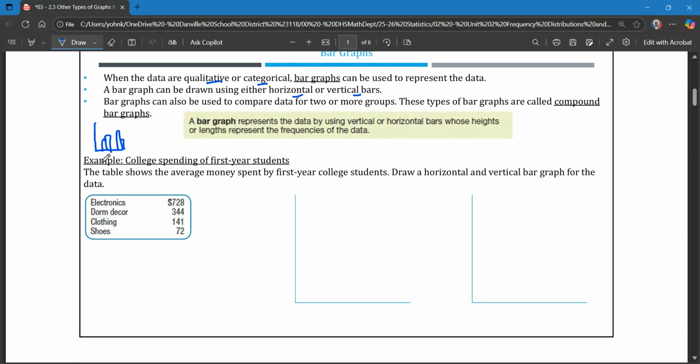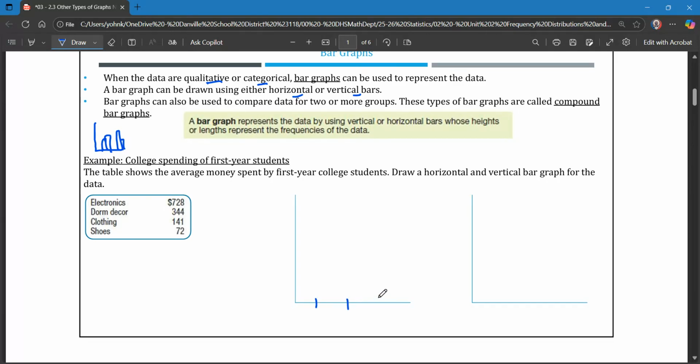So our example here is all about college spending. The table shows the average money spent by first-year college students. Draw a horizontal and vertical bar graph for the data. All right, so the first one we're going to do is the horizontal. When you do the horizontal, you're going to be putting the categories or the classes along the bottom. So we have electronics, dorm decor, clothing, and shoes.